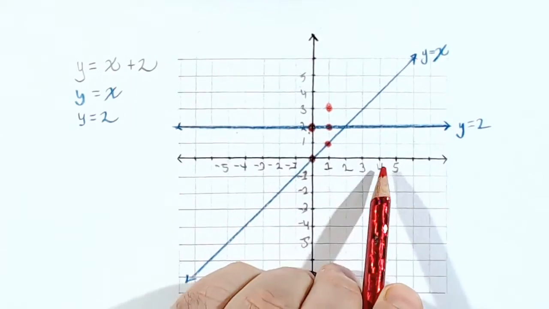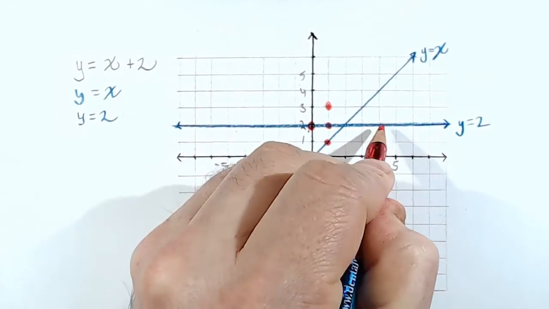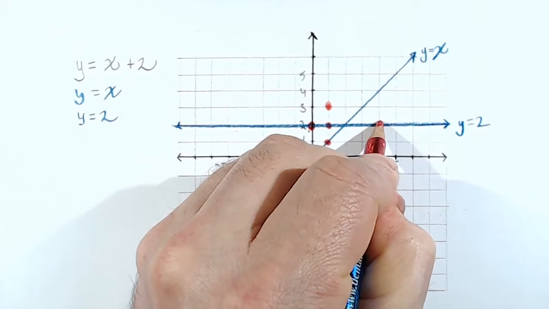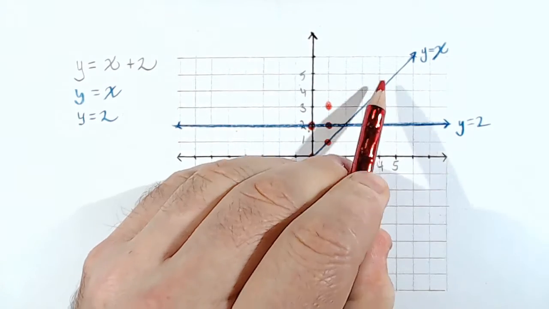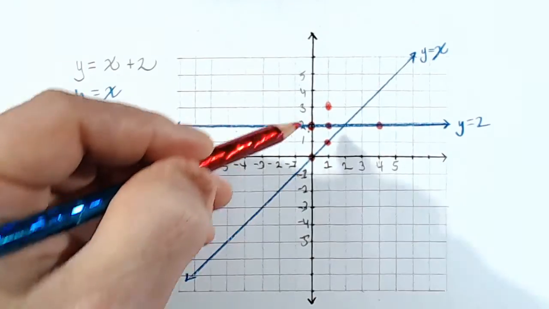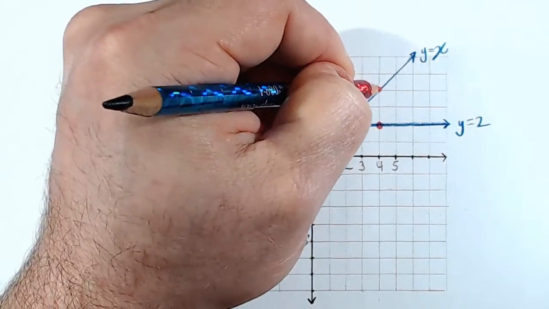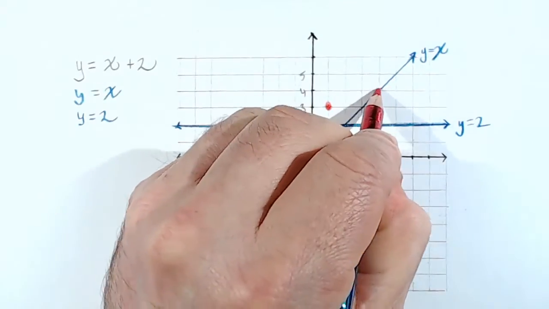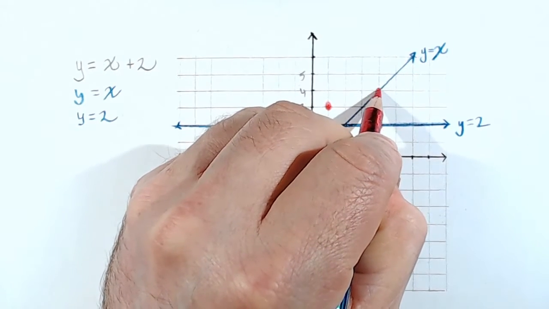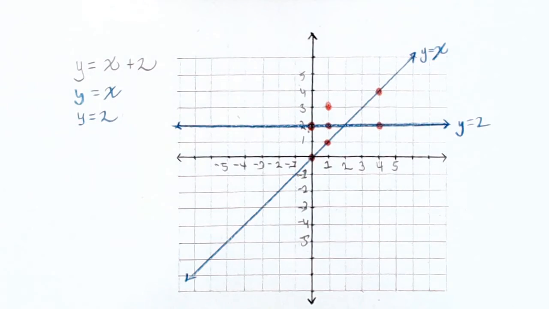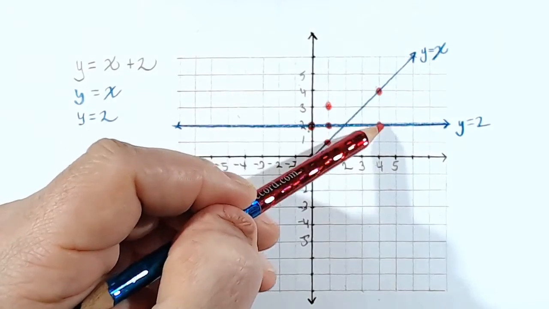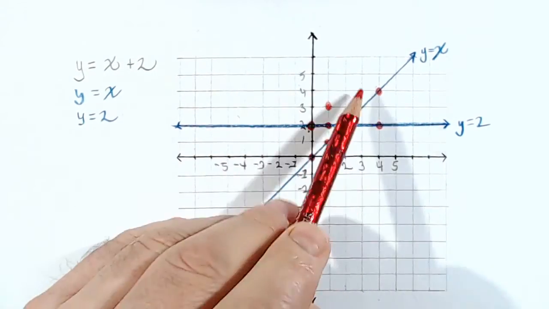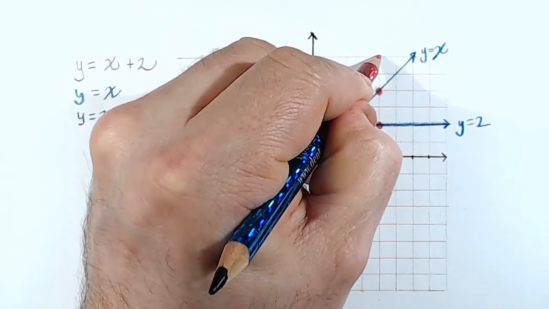Okay, let's try one over here. Here at x equals 4, I have my line y equals 2 passing through 2. And then I also have my y equals x line passing through y equals 4, right there. So I'm looking for the y values at different x values. Now let's add these two together. 2 plus 4 is 6. Well, that would be this point right here, 6.